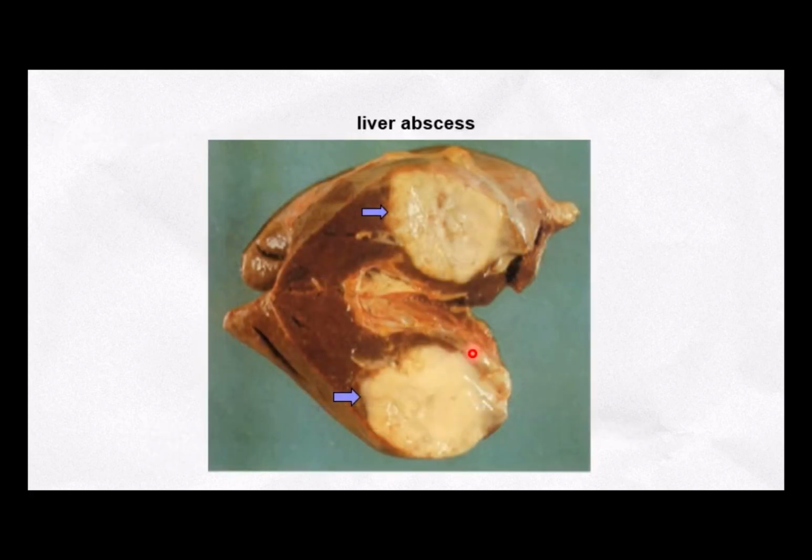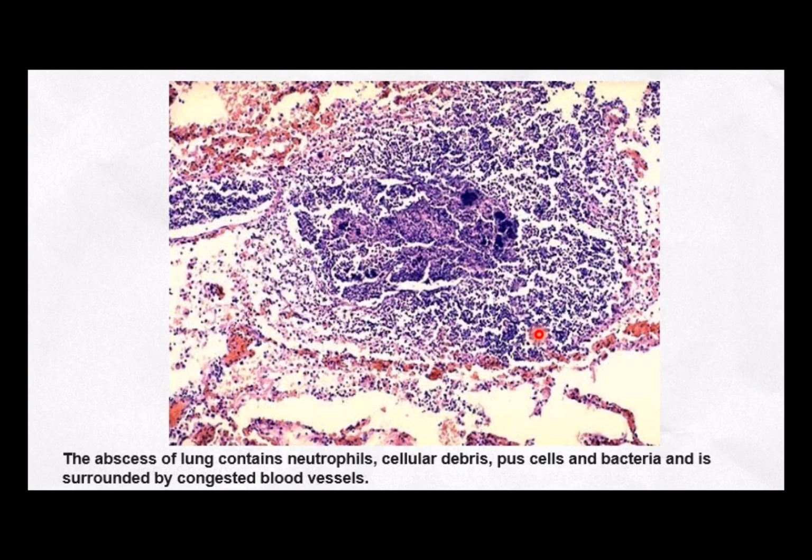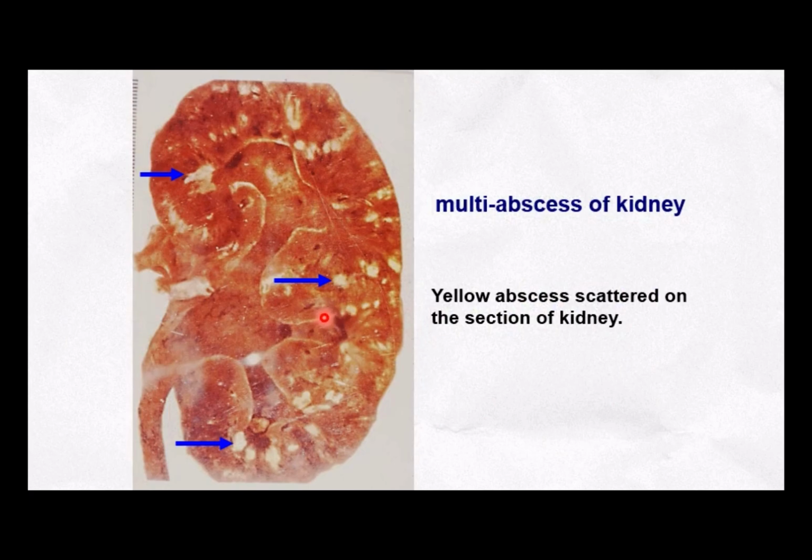This picture shows liver abscess. At low power, a well-defined round focus can be seen in the liver tissue. This is an abscess. In the abscess, there are large amounts of neutrophils, exudates, and tissue necrosis. This picture shows a well-defined round abscess in the lung. The abscess contains neutrophils, cell debris, and bacteria, and is surrounded by congested blood vessels. This picture shows multiple abscesses in the kidney. We can find many yellow abscesses scattered on the section of the kidney.